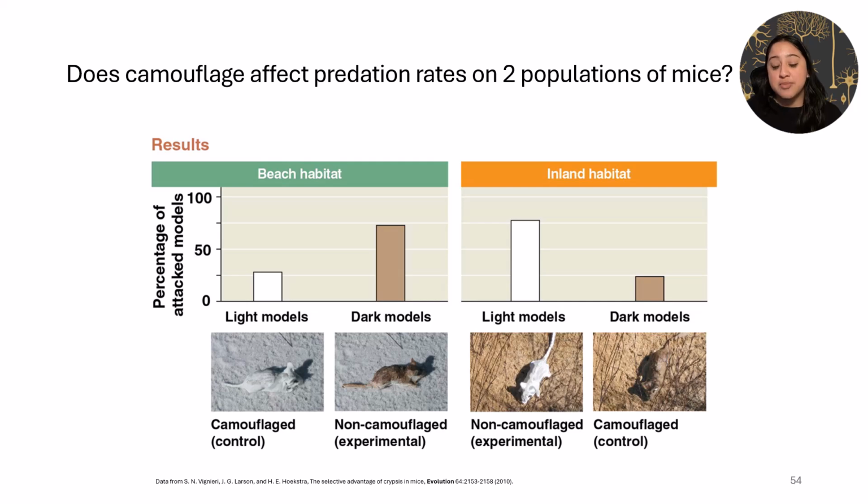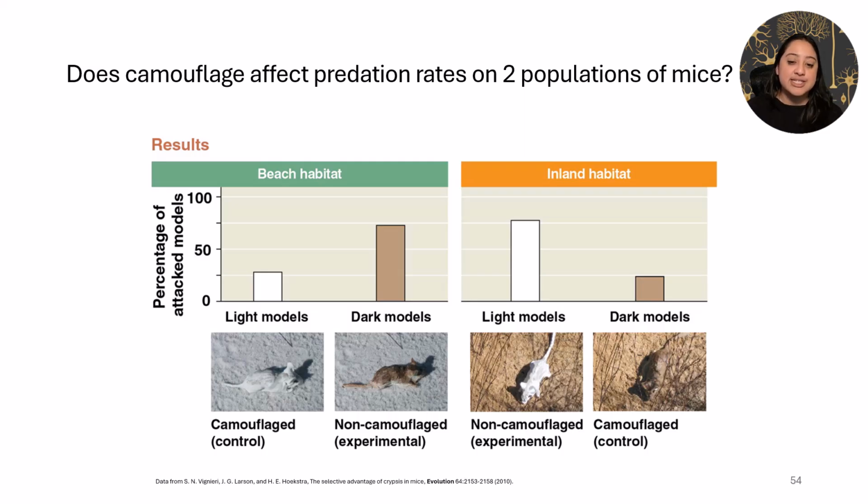And so the experimental groups, in this case, are the mouse models that are in a different environment. So the non-camouflaged mouse models, like the light-colored model in the inland habitat or the dark-colored model on the beach habitat. Those would be the experimental groups because you changed something. It's the coloring in the environment.